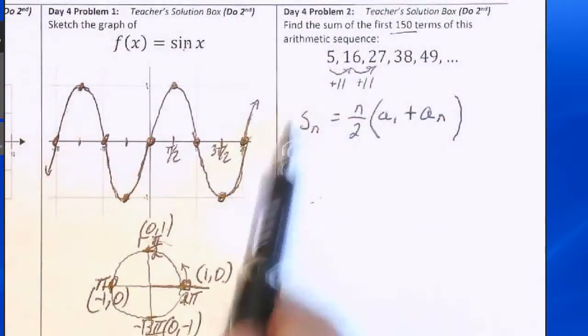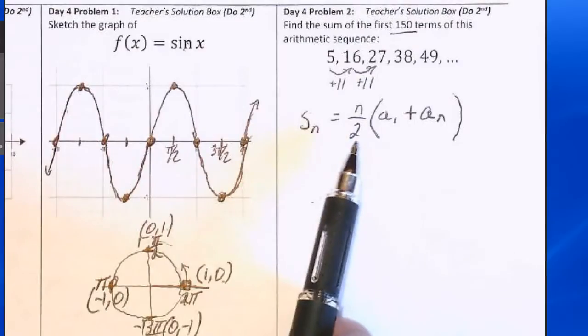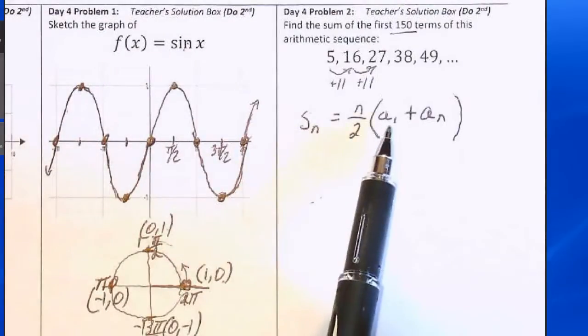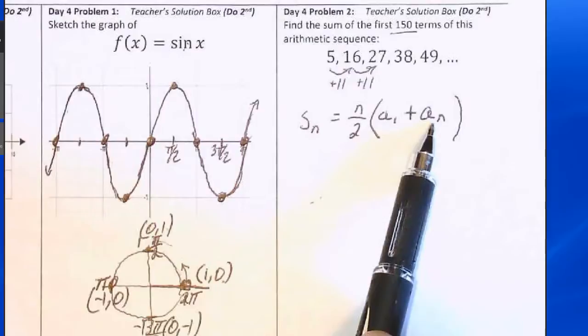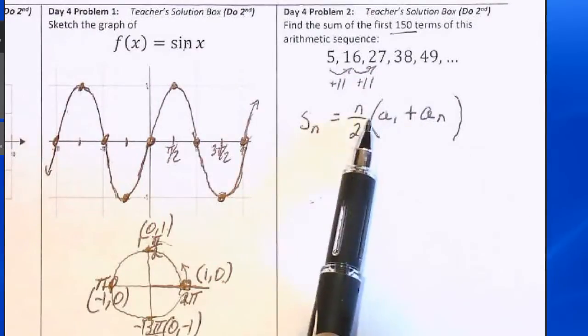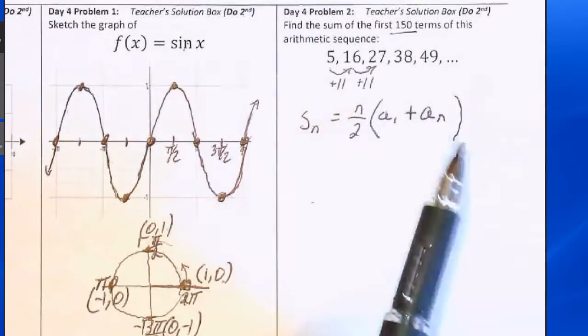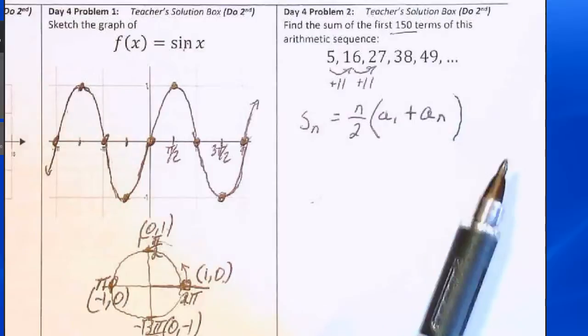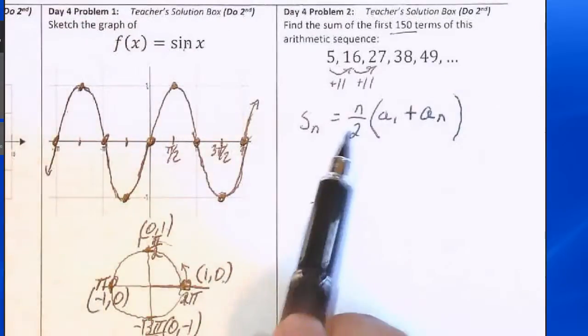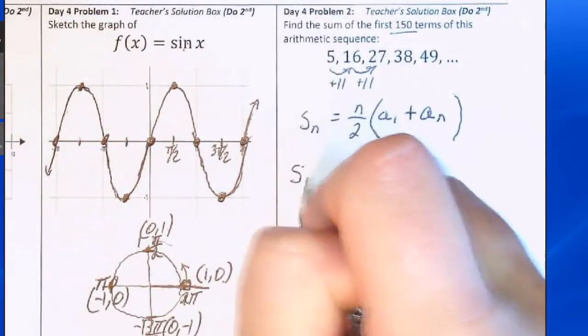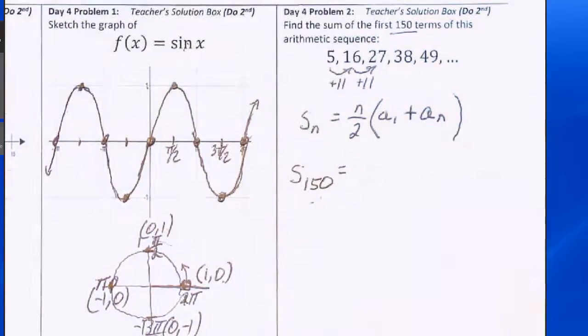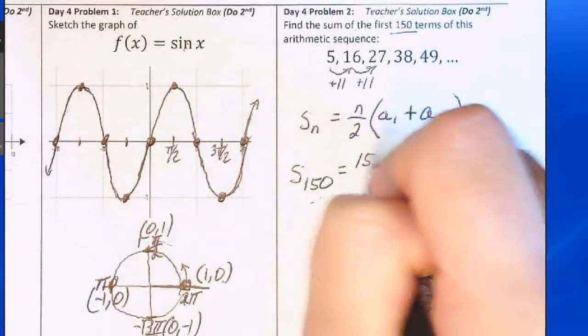This is a quick way to find the sum of numbers that are in a sequence. If you add the first and last numbers together of the sequence, and then multiply by half of the number of terms in the sequence, that finds you the sum of the numbers. In this problem, we want to find the sum of 150 terms. So n is 150.